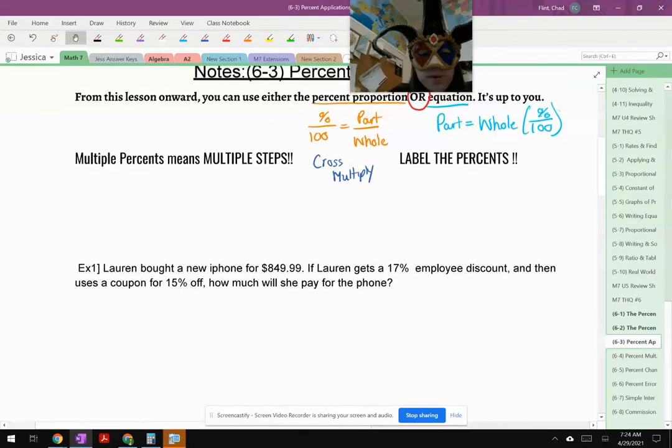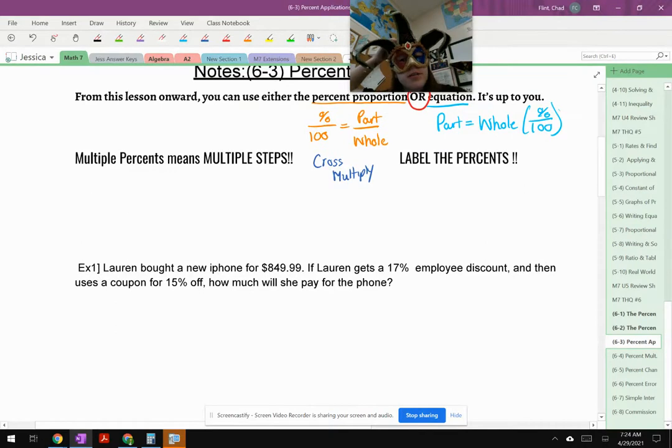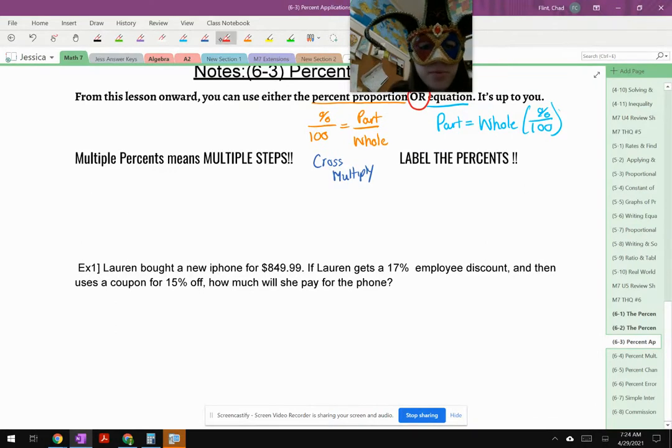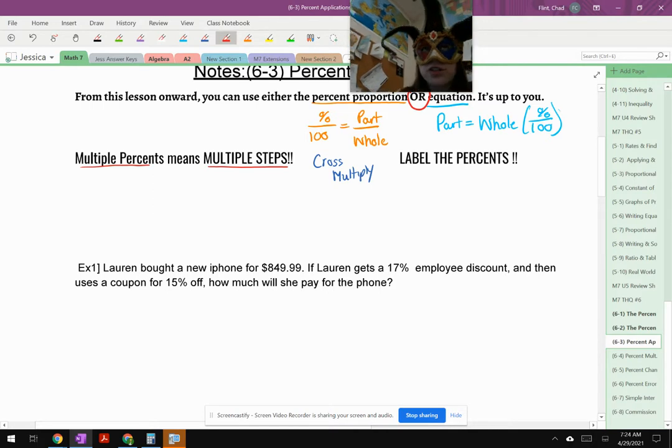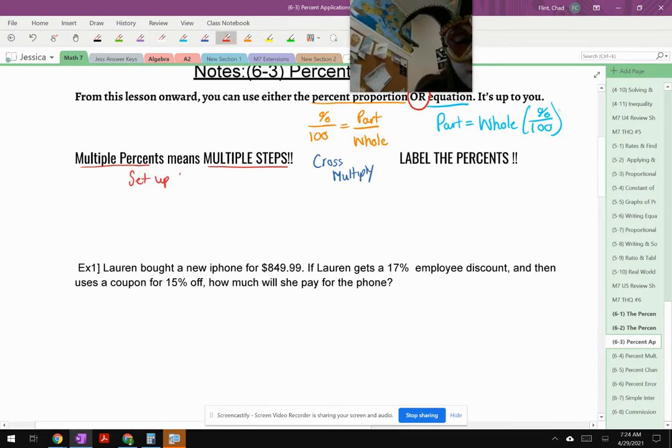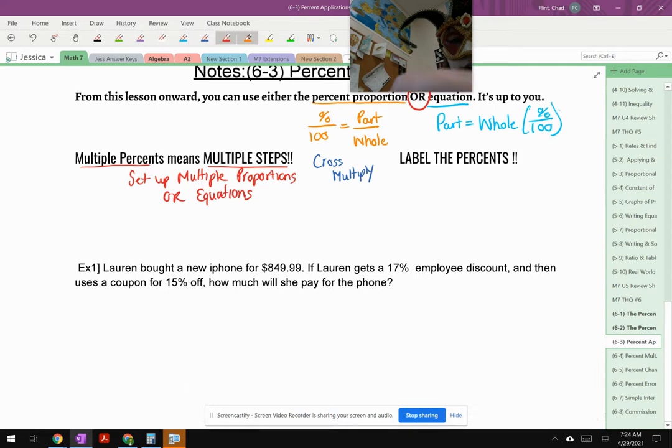When you're looking at these problems, because we're moving onward, sorry, got some bells, multiple percents means multiple steps. Multiple proportions, multiple percent equations, you're going to have to do multiple steps. You're going to have to set up multiple proportions or equations, whichever you're choosing to use.